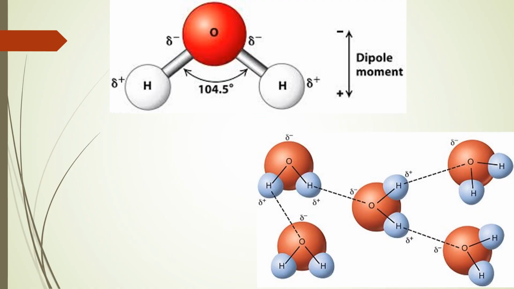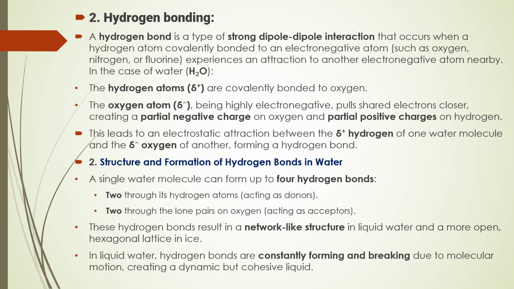This is hydrogen bonding. As you can see here, this is one water molecule. It can easily bond to 3 other water molecules. This dotted line is basically a hydrogen bond, because intermolecular forces are always represented by dotted lines. Hydrogen bonding. What is hydrogen bonding now?